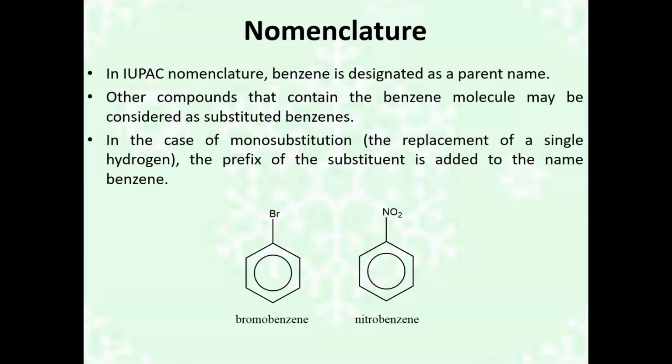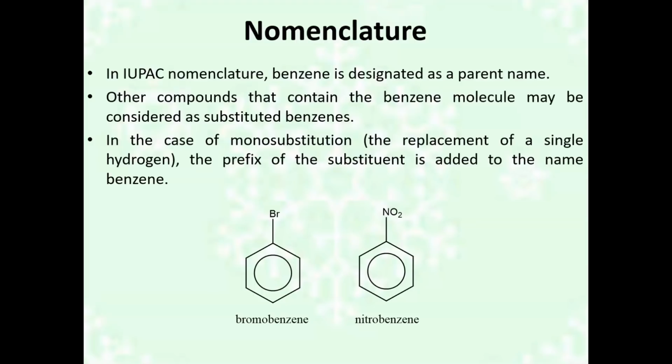Let's look at the nomenclature. In IUPAC nomenclature, benzene is designated as a parent name, which we'll name as benzene. Then other compounds that attach to the benzene molecule will be considered as its substituents. In the case of monosubstitution, which means one of the hydrogen atoms is replaced with another compound, then the prefix of the substituent is added to the name benzene.